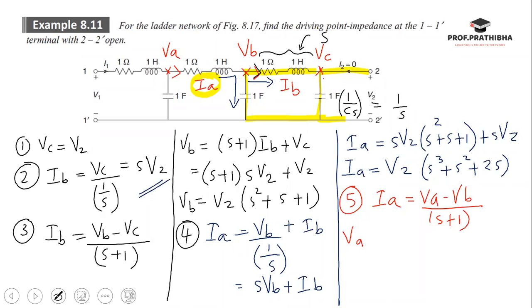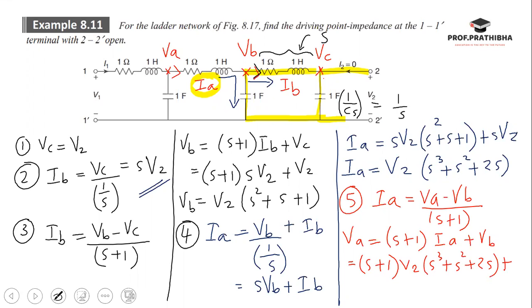So what is VA going to be? VA is going to be S plus 1 times of IA plus VB. That is, S plus 1 times of, what is IA? V2 times of S cube plus S² plus 2S, plus what is my VB? VB is V2 times of S² plus S plus 1. Can you just solve this and check what kind of big equation you get when you take V2 common? S⁵ something will come. Let me see whether you are able to get that. S⁴ something will come.